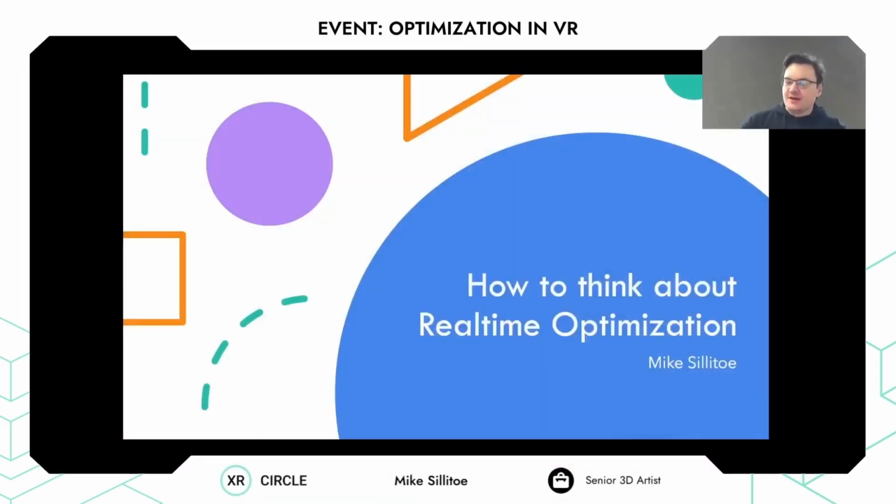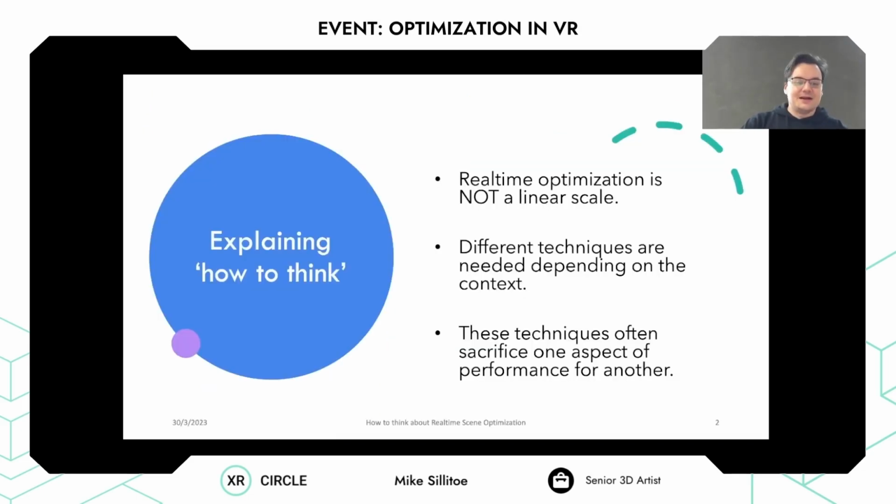Cool. So, how to think about real-time optimization? I feel like a lot of people treat optimization as something to do at the end of a project. I feel like if people treated it more as a holistic approach, something to be taken into account throughout the whole project, then it would save a lot of time and save a lot of headaches later down the line. So, explaining how to think, because I think this is a really big deal, honestly.